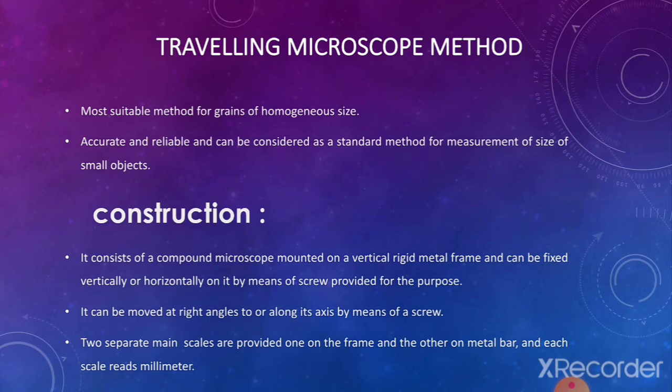Construction. The construction of the traveling microscope instrument: the traveling microscope consists of a compound microscope mounted on a vertical rigid metal frame and can be fixed vertically or horizontally on it by means of a screw provided for the purpose. It can be moved at right angles to or along its axis by means of a screw. Two separate main scales are provided, one on the frame and the other on a metal bar, and each scale reads millimeter.